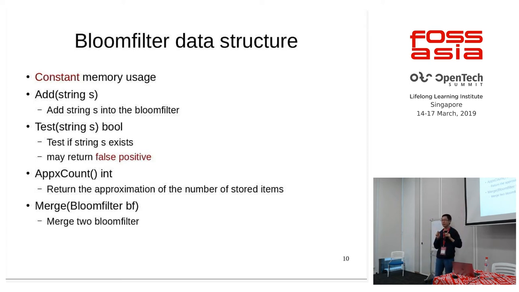However, since there is constant memory usage, there must be a trade-off. Constant memory usage means that there is a chance of false positives. I will discuss more about it later. And one of the key important features is that the bloom filter supports approximate count. Although it's not an exact algorithm, it can tell you the approximate number of items within that data structure. And finally, it supports merging. The merging of two bloom filter data structures is very, very fast.